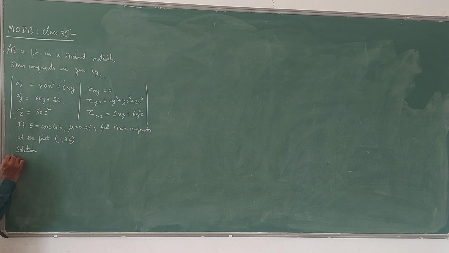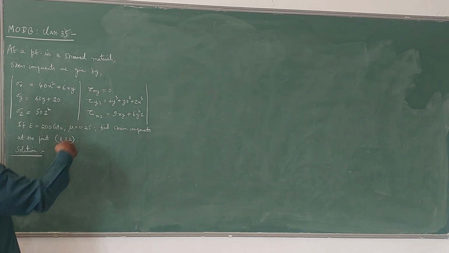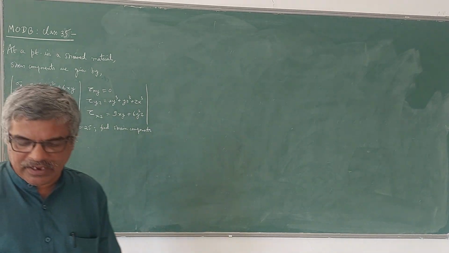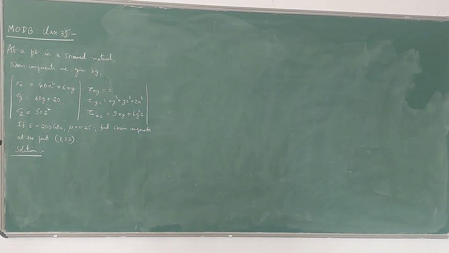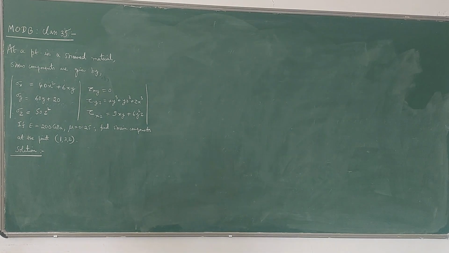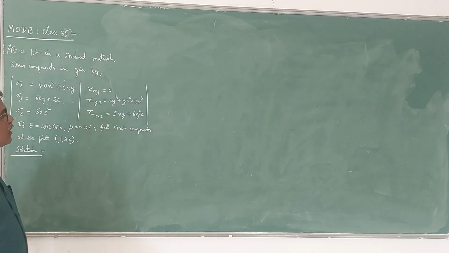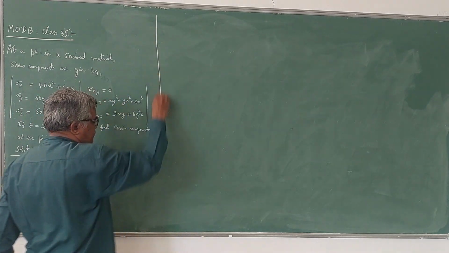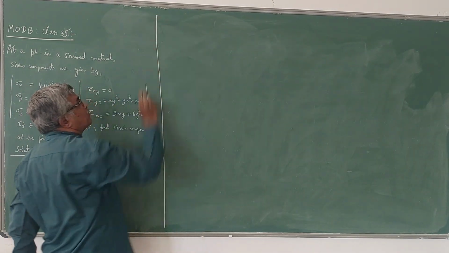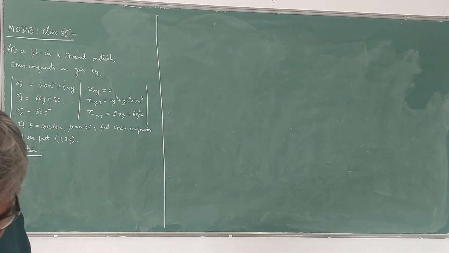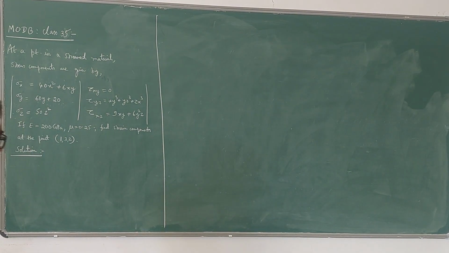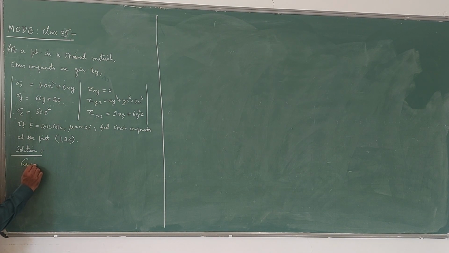So he has given the stress field. This is called the stress field in terms of the Cartesian coordinates x, y, z. And at a particular point, he has given the value of x as 1, y as 3, and z as 2. We need to find the strain components. For this, we have to use the generalized Hooke's law. Directly, we can use that. So let us write down the generalized Hooke's law equations, that is, the stress-strain relationships.